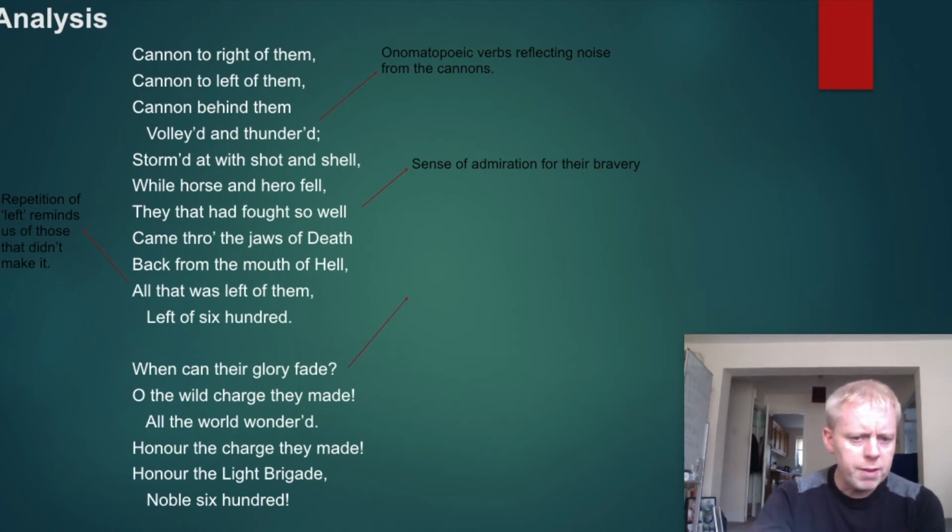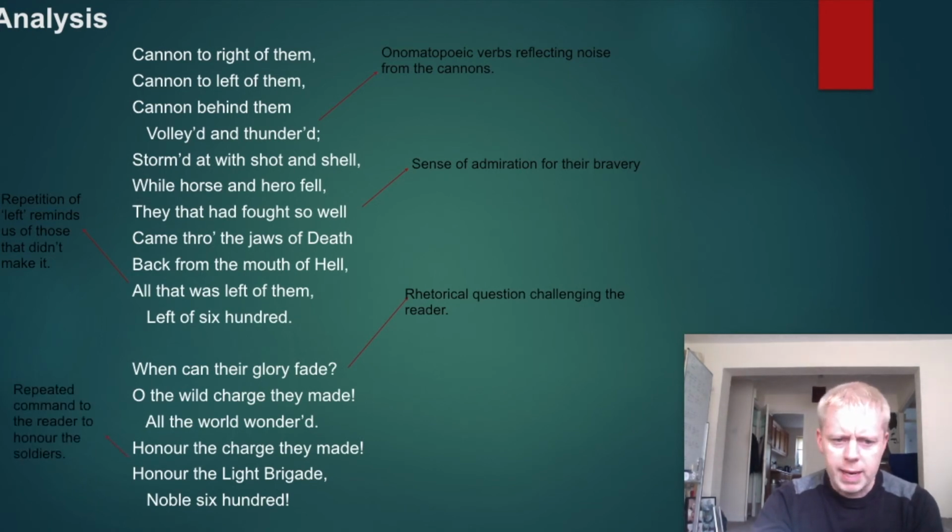When can their glory fade? Oh, the wild charge they made, all the world wondered. Honour the charge they made, honour the light brigade, noble 600. There's imperative language instructing us to honour them. Rhetorical question challenging the reader. Repeated command to the reader to honour the soldiers.